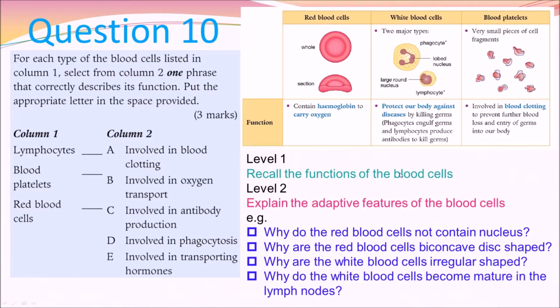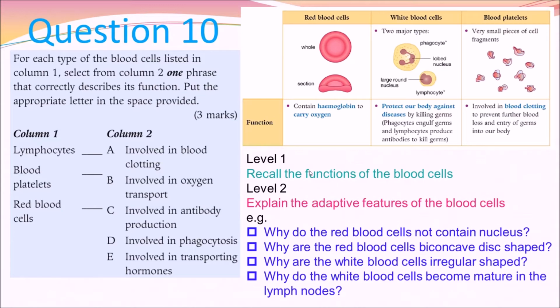We call these the functions of the blood cells only. So you can refer to the table in the textbook, and I think you can do the matching very easily. I would like to spend some time talking about the level 2 questions. Level 1, just recall the function. And level 2, you need to explain the adaptive features of the blood cells.